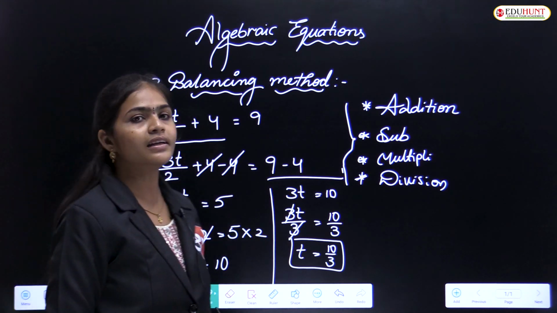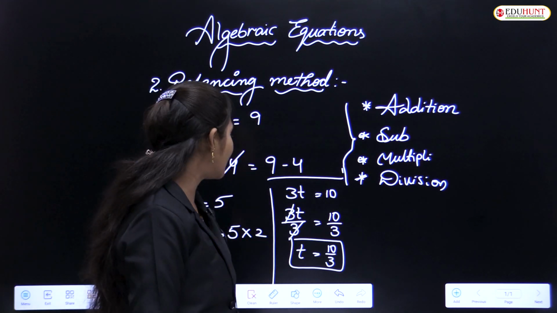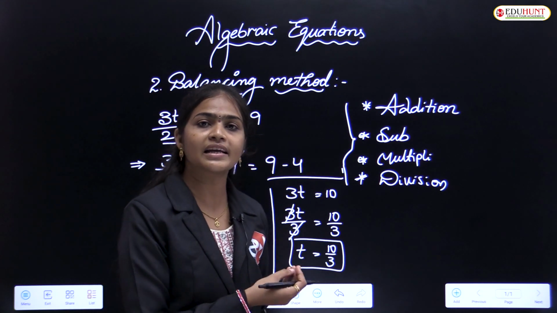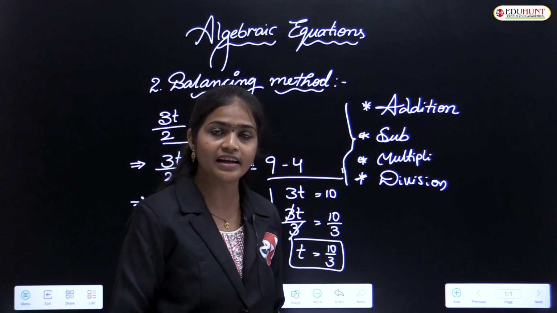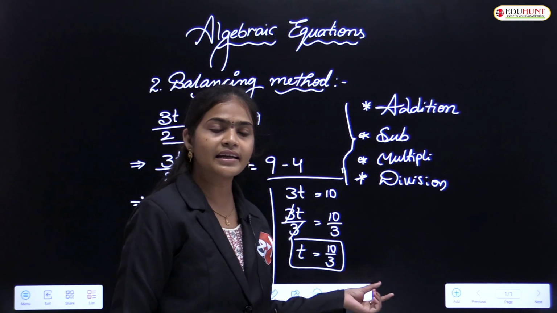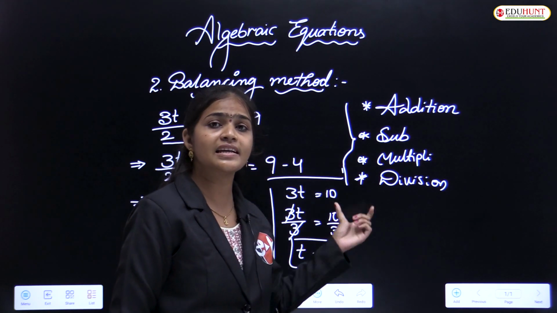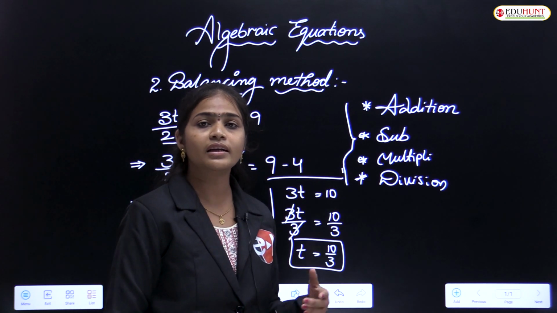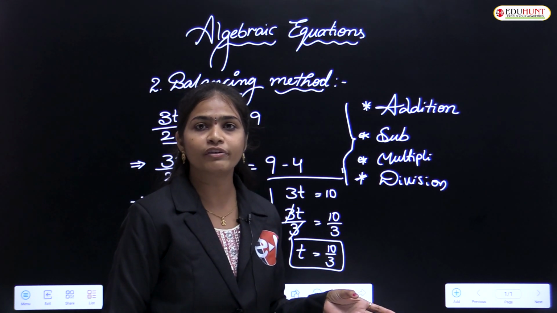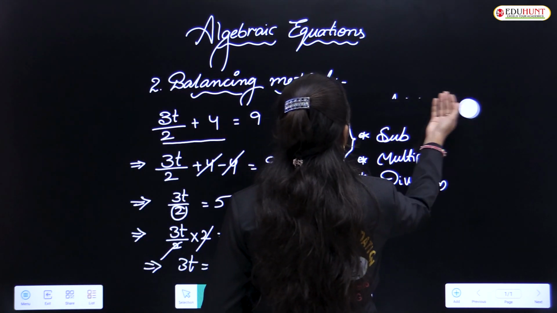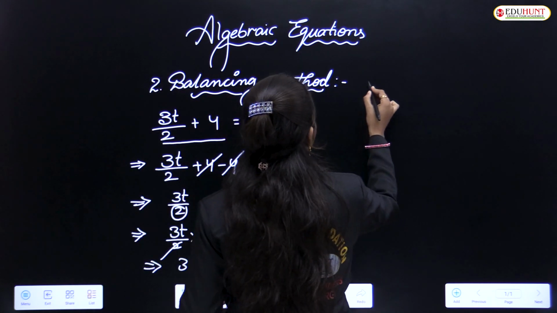Here you may get a doubt. Madam, how are you saying that t is equal to 10 by 3? Is it satisfying or not? Is the value we are getting at the end a correct value or not? How can we check that? So that's why here we have to go for the checking process.